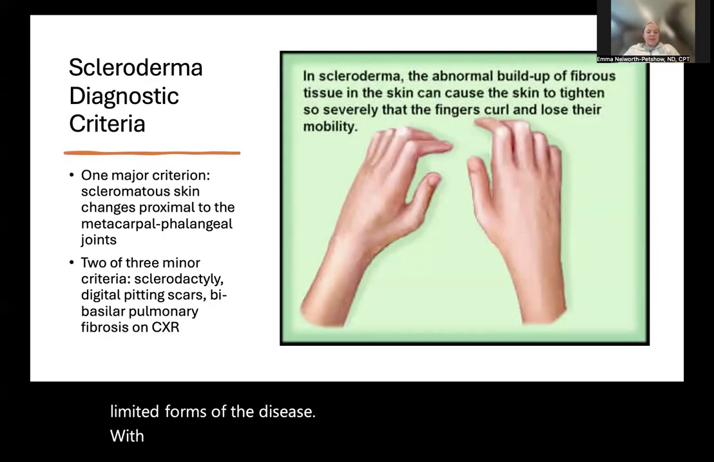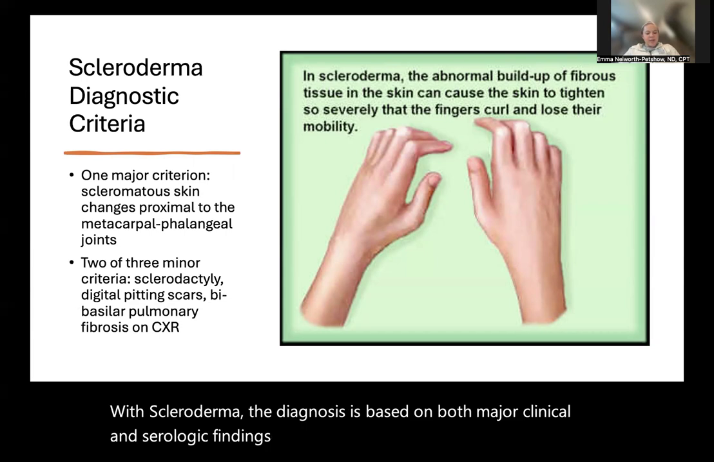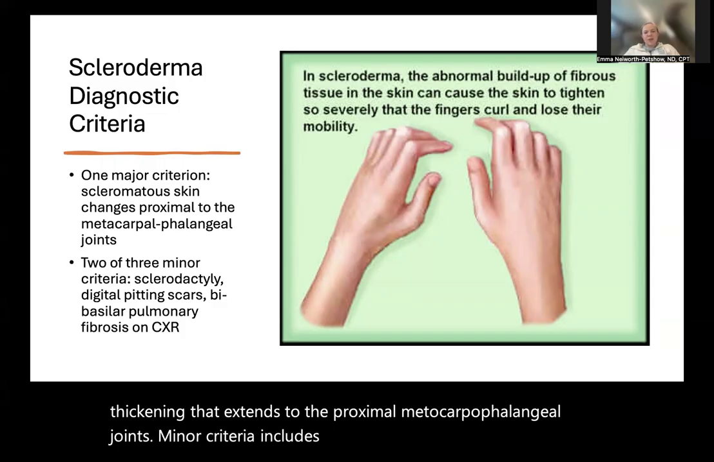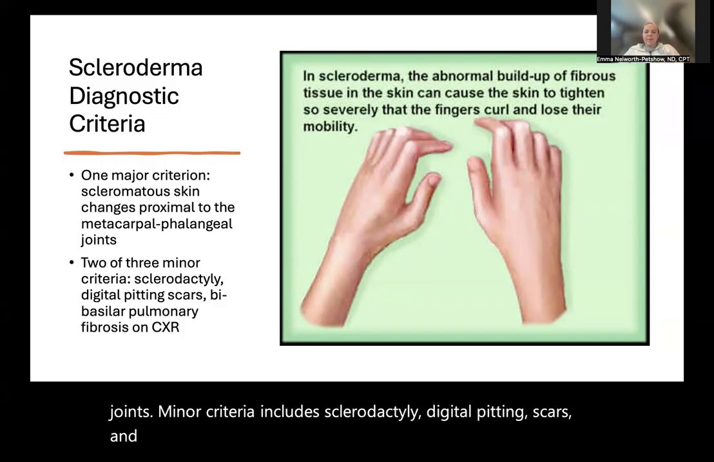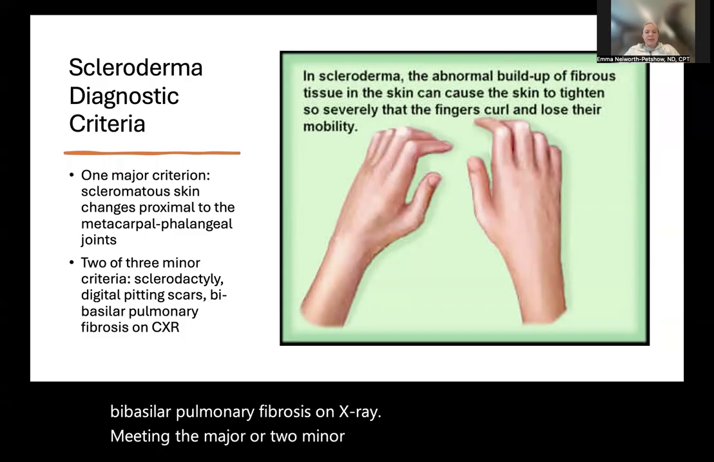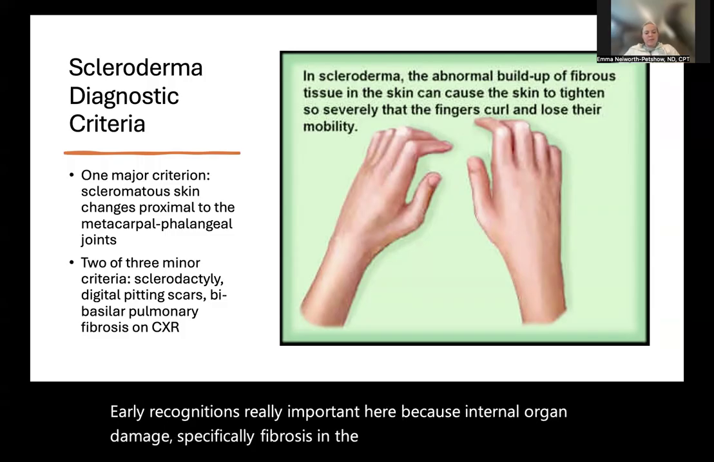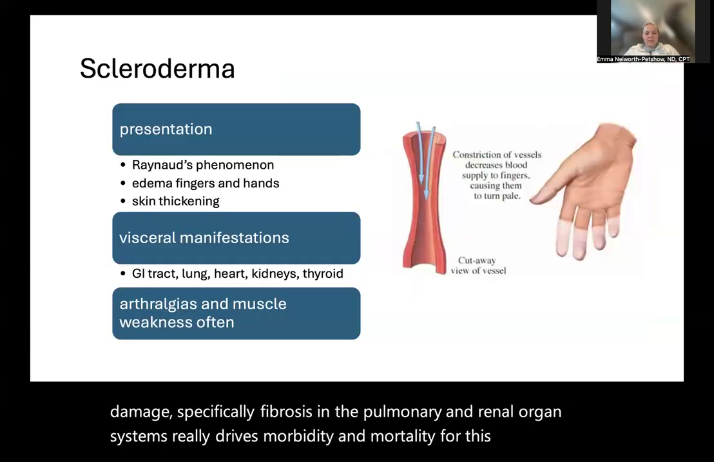With scleroderma, the diagnosis is based on both major clinical and serologic findings. Clinical criteria include sclerotic skin thickening that extends to the proximal metacarpophalangeal joints. Minor criteria include sclerodactyly, digital pitting scars, and bibasilar pulmonary fibrosis on X-ray. Meeting the major or two minor criteria supports the diagnosis. Early recognition is really important here because internal organ damage, specifically fibrosis in the pulmonary and renal organ systems, really drives morbidity and mortality for this condition.